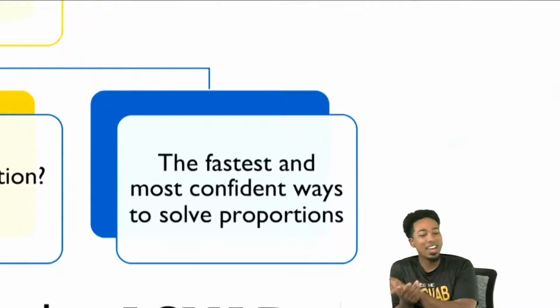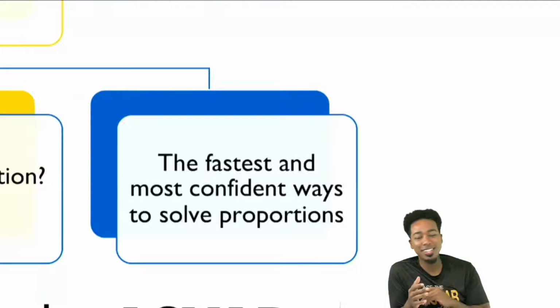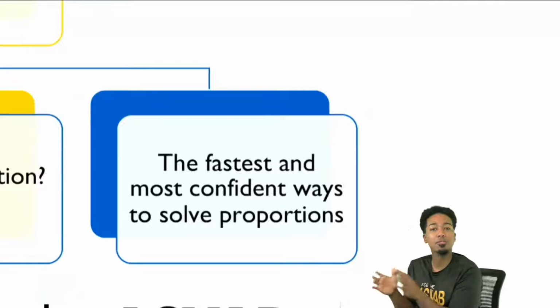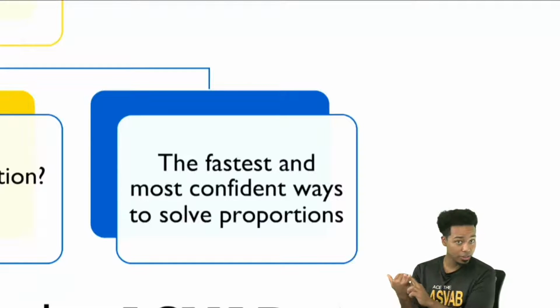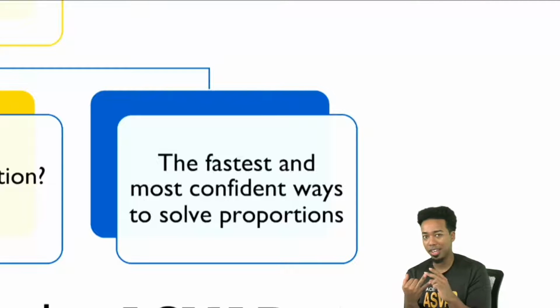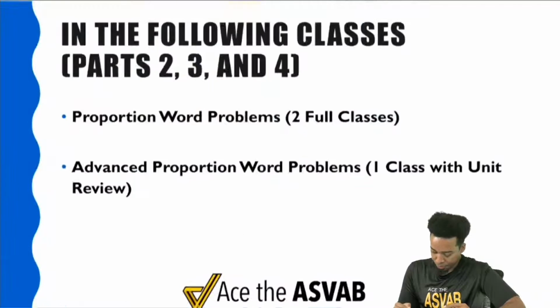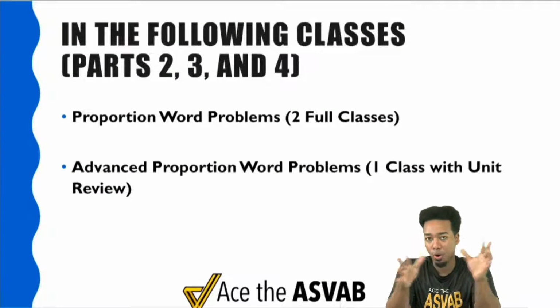We're going to be learning the fastest and most confident ways to solve proportions through and through, up and down today's class. That's what's going to happen. But we have to make sure we have the simplifying fractions down and we know what a proportion is. Once we have those 2 things down, game over. We are good. So we're going to have a great time with that. All right. Booyah. And like I said, today's part 1 of 4.